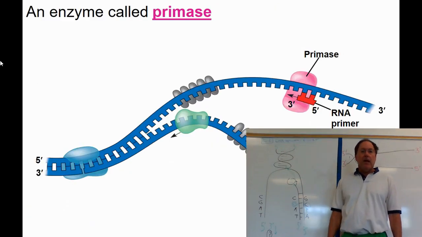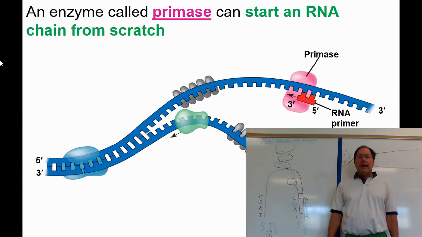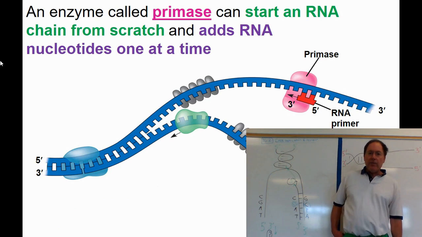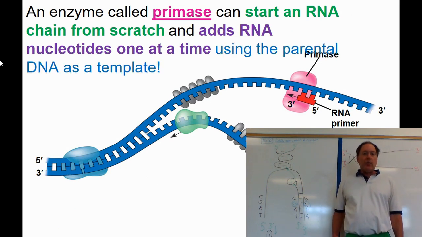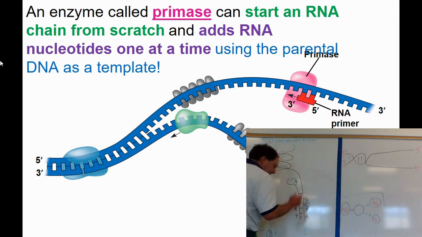Like a sleeve. The enzyme then called primase, it's going to start an RNA chain from scratch, and it adds RNA nucleotides one at a time using the parental DNA as a template. So what you get here is, I'm just using a different color because this is RNA primase. And what it does here is it will add the complementary letters.